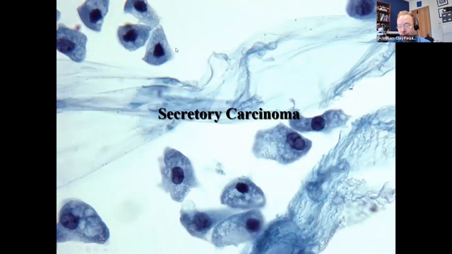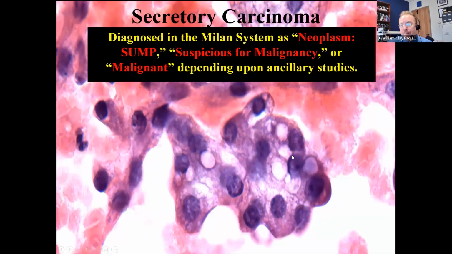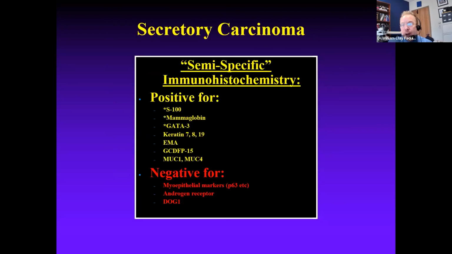So immunohistochemistry can be done, or you can do molecular looking for this gene fusion that's present in a majority of acinic cell carcinomas. Secretory carcinoma aspirates look kind of like acinic cell, but they tend to have a little more vacuolated cytoplasm. Again, this is one that's going to be in the SUMP category based on cytology alone.